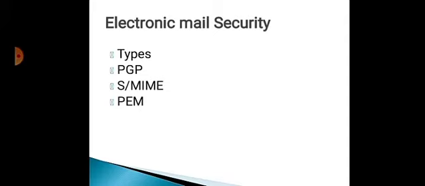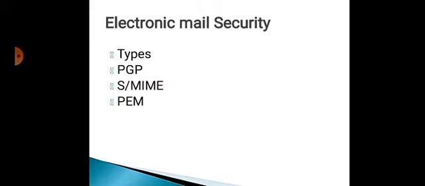Now starts with electronic mail security. Electronic mail security describes various techniques for keeping sensitive information in mail communication and accounts secure against unauthorized access, loss, or compromises. Okay, got it? Email remains a key productivity tool for today's organization, as well as a successful attack vector for criminals. Okay, so this is electronic mail security.